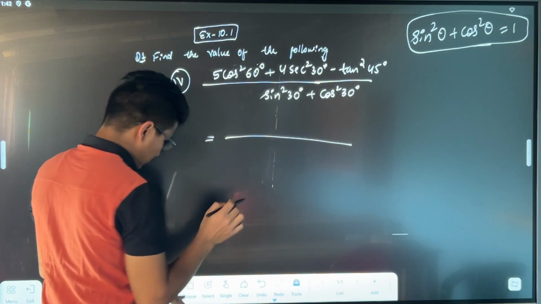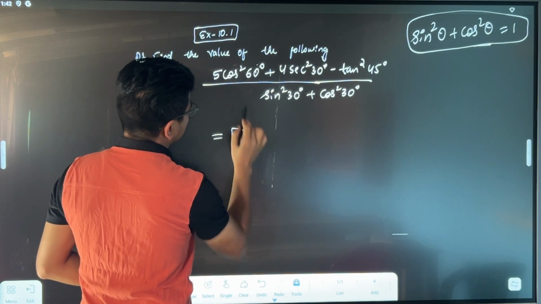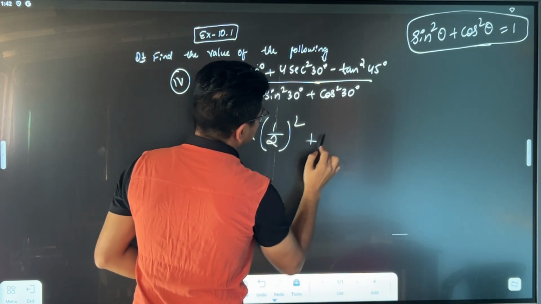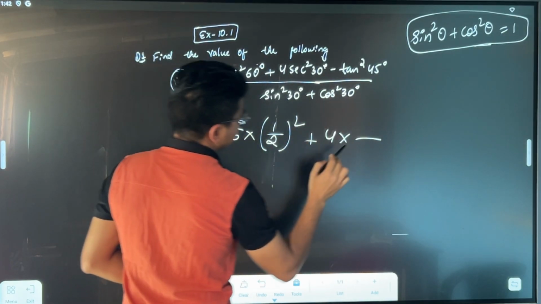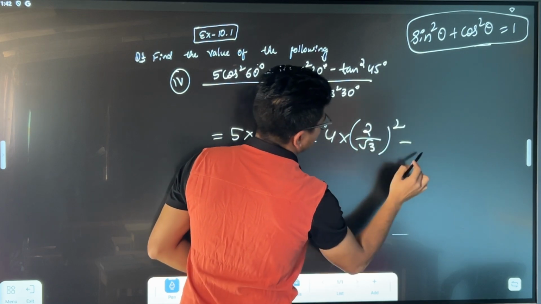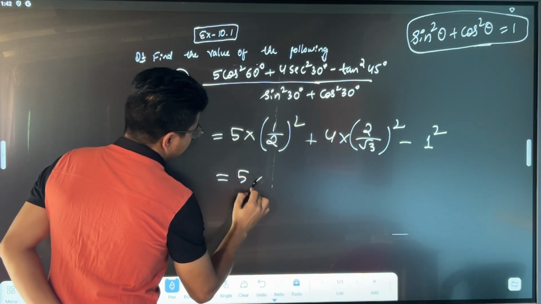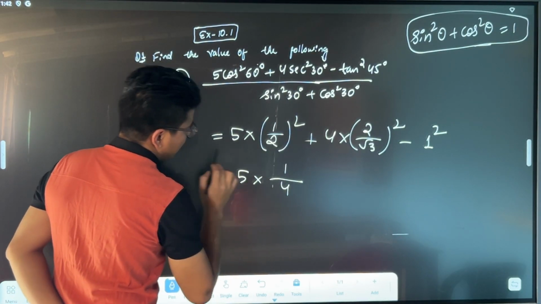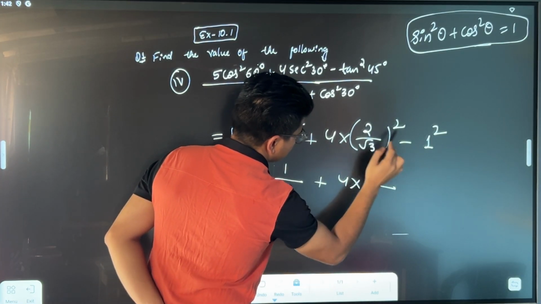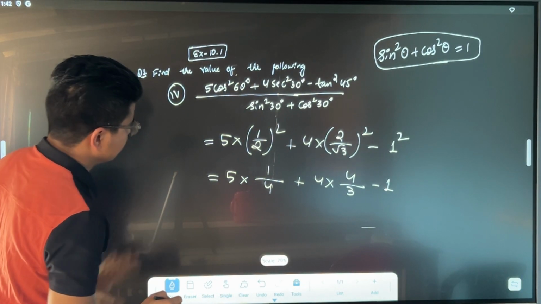Now further you can solve the upper part only. It will be 5 into cos 60 degree, the value is 1 by 2, then you put the square, plus 4 into sec 30 degree, the value is 2 upon root 3, whole square, minus tan 45 degree is 1, square is there. So 5 into the square of 1, which is 1 by 4, plus 4 into 2 square is 4, root 3 square is 3, minus 1 square is 1. I hope this is clear.